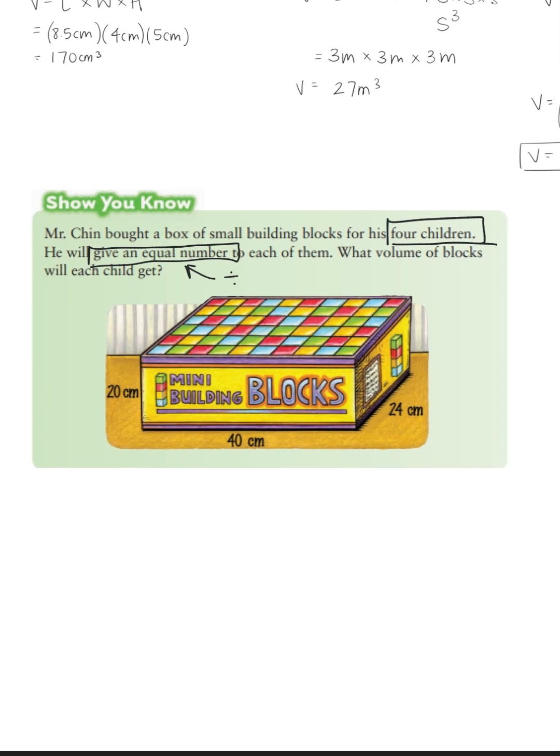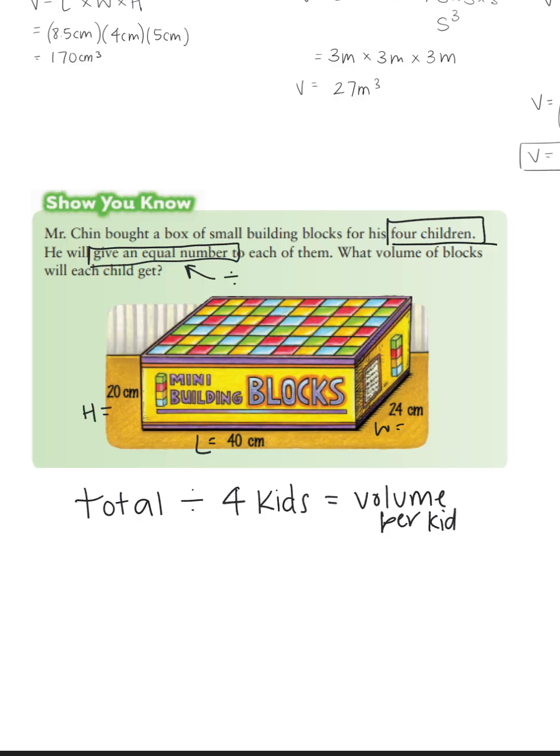So first we want to know what's the volume of the whole. So if we think about the total divided by the 4 kids equals the volume per kid. So first we need to know the volume. Here we've got a length of 40, a width of 24, and a height of 20. So if our volume is equal to length times width times height, our volume is equal to 40 times 24 times 20.